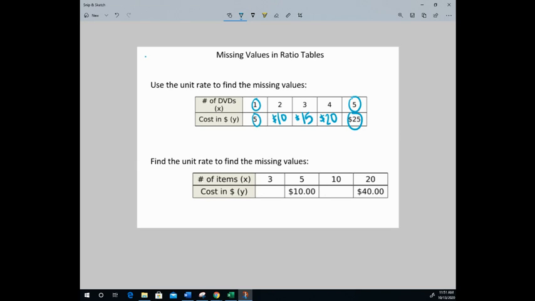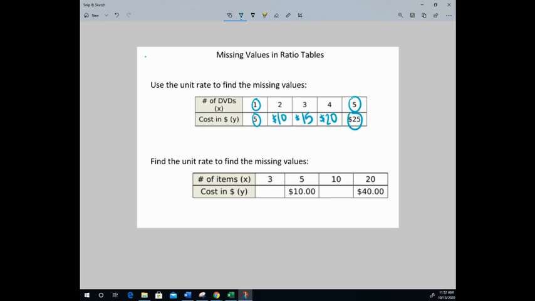So all we did was we looked to see how much one DVD would cost. In this case, it was $5. And we went ahead and multiplied each of these X values by 5 in order to get the cost of however many DVDs we were looking at.